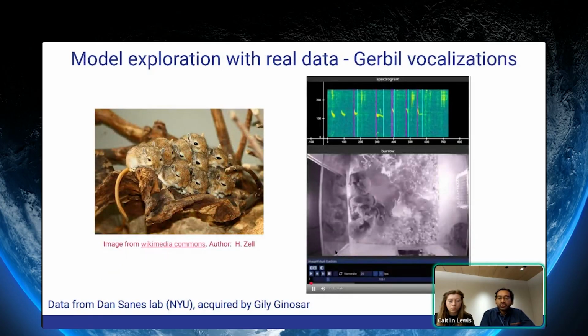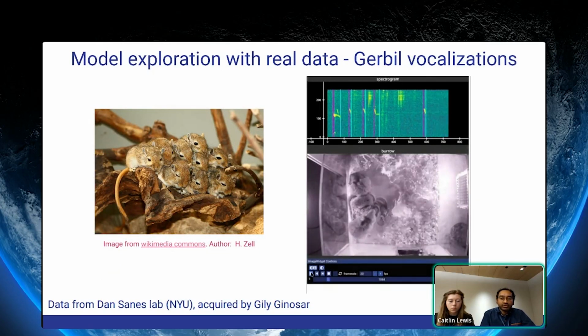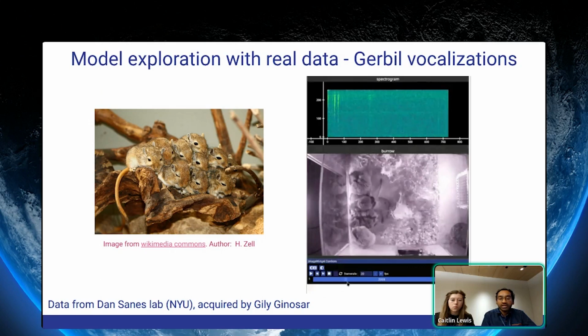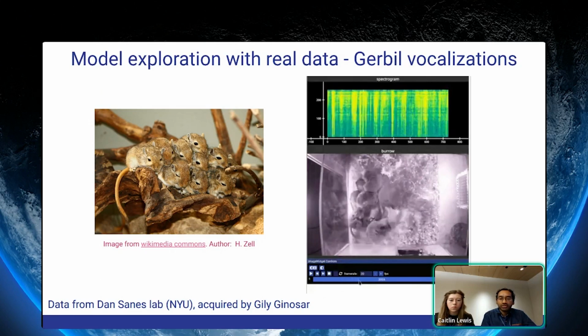So I'm going to show you an example of how we can use that QLVM model on some actual real data, not just a toy data set. But before that, I'd like to introduce you to these animals called Mongolian gerbils. They live in burrows and in families in Mongolia, and they're kind of similar to prairie dogs.